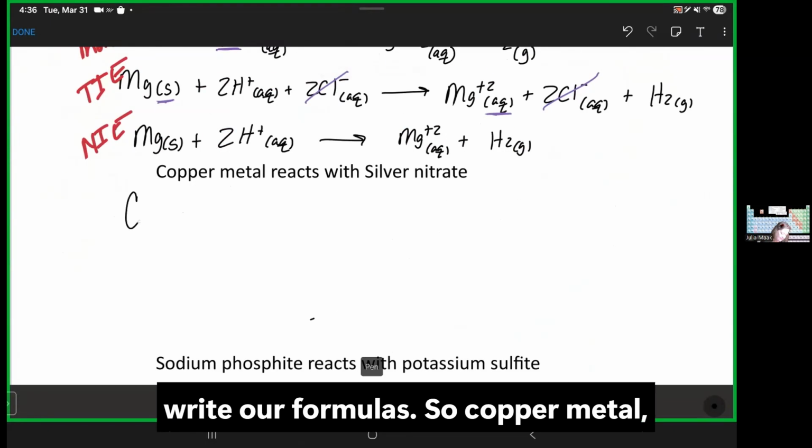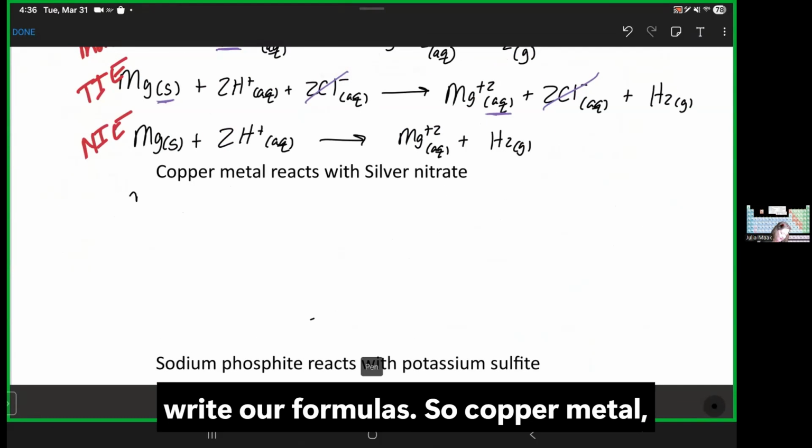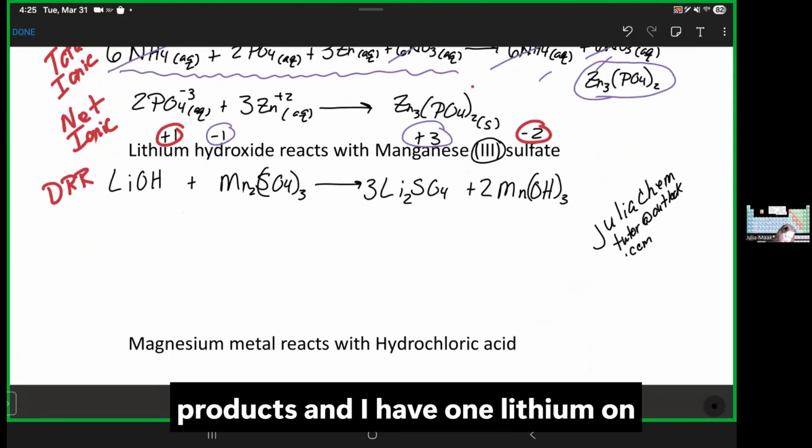Now I'm going to balance those atoms. I'm going to start with the copper nitrate. I have 1 copper on each side. I have 2 nitrates on my products, so I'll put a 2 on the reactants to give me 2 nitrates. That gave me 2 silvers, so I'll put a 2 on my silver on the products to give myself 2 silvers. Okay, so now I am balanced.